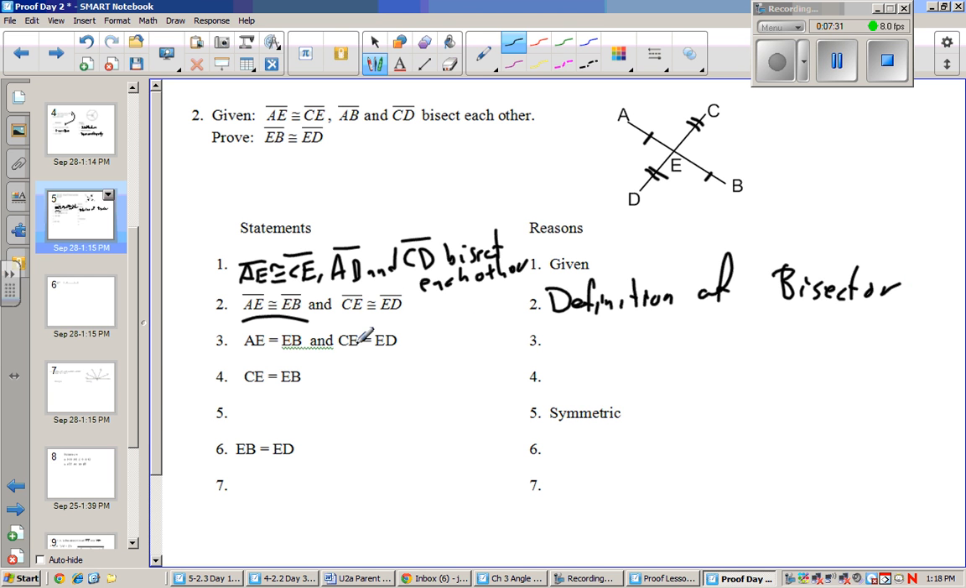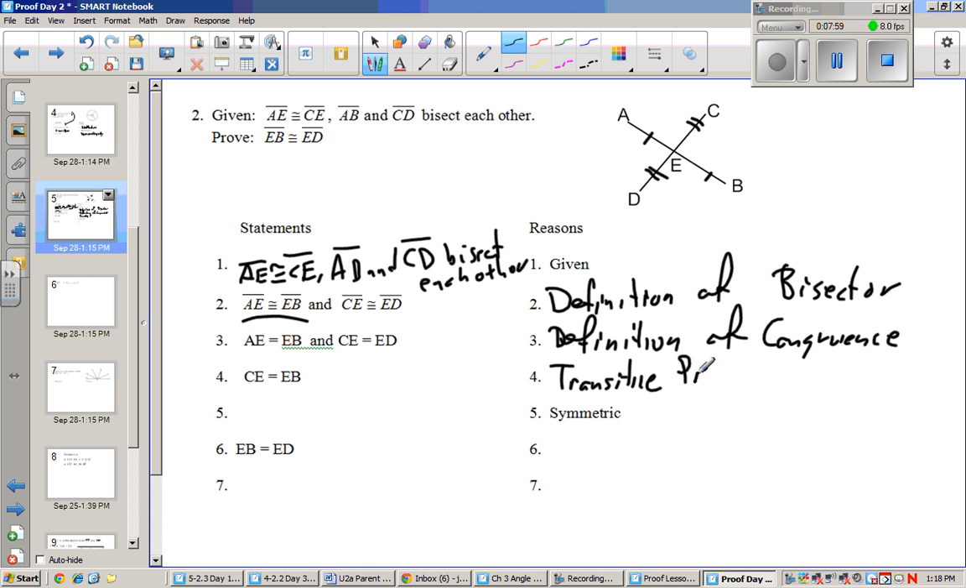Now, if we know they're congruent, we know they're going to be equal by the definition of congruence. So now if AE equals EB, CE equals ED, and AE equals CE, then CE is going to equal EB by the transitive property. And now if this is the case, symmetric tells us we switch those around. So that would be EB is equal to CE.